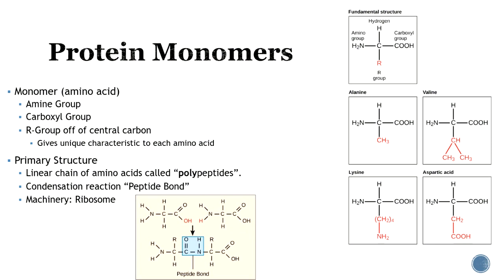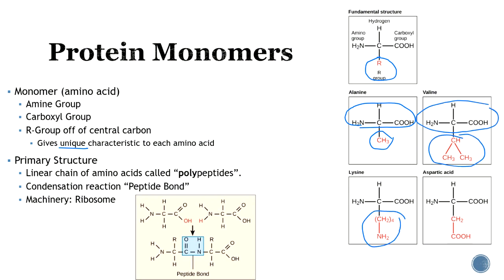Now, this R group is super important. The reason I say that is this is what's going to give the unique characteristic to each amino acid. If you look at it, all of this part is the same between each of these. Same. But if you look at these R groups, look how they're unique and different between each of them. That's going to make each amino acid have its own unique qualities.